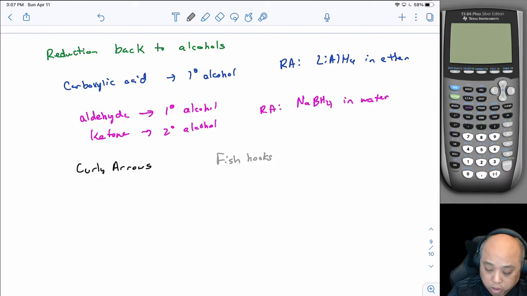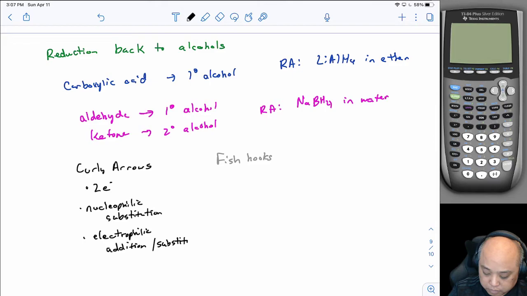A curly arrow represents two electrons. So this is a movement of electrons, where you'll see it in something like nucleophilic substitution, and you'll see it in electrophilic addition and substitution. It's a form of, well, I actually don't want to say heterolysis, but when you're drawing curly arrows in those cases, you're showing a movement of a pair of electrons, forming bonds, breaking bonds, etc.